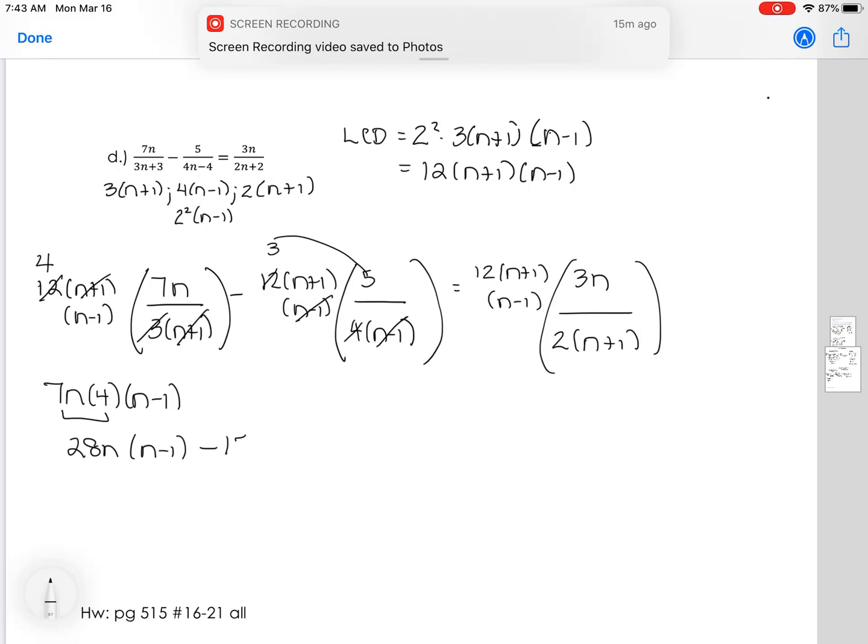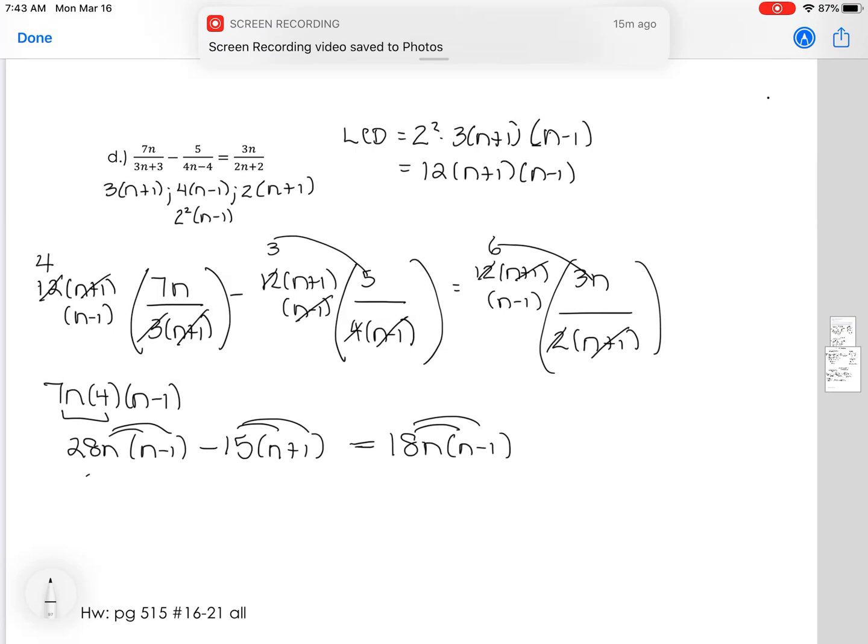So you can either put the 3 and the 5 together right away, so you get negative 15 times n plus 1. And with the last one, the n plus 1s go away, and the 12 over 2 makes 6. So again, maybe put the 6 and the 3 together. You get 18n with an n minus 1 left over. So these numbers are a little bit higher.